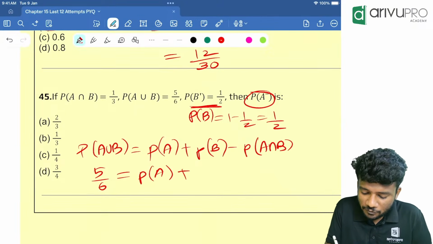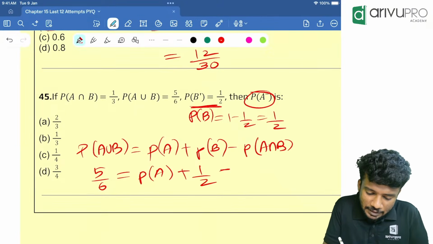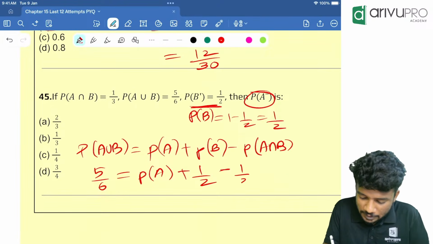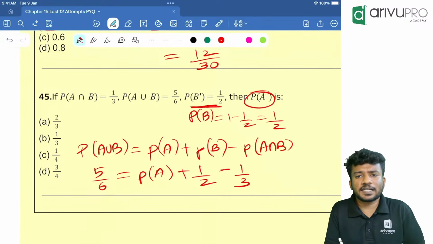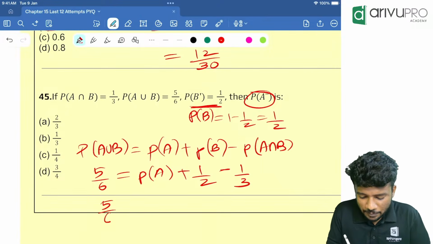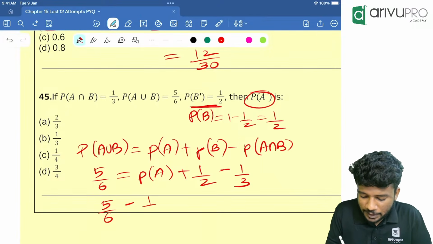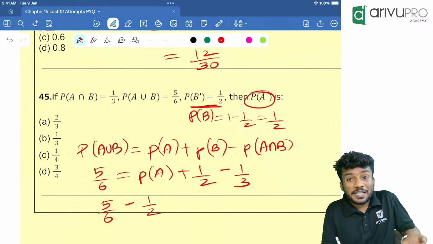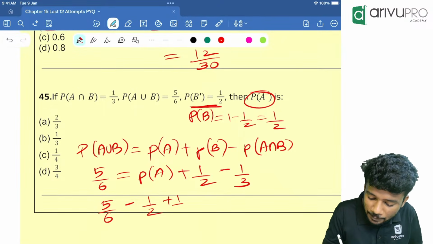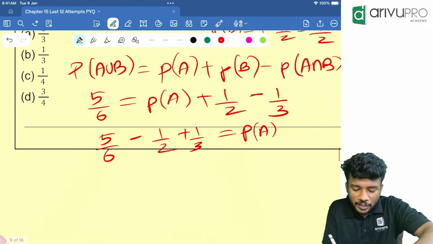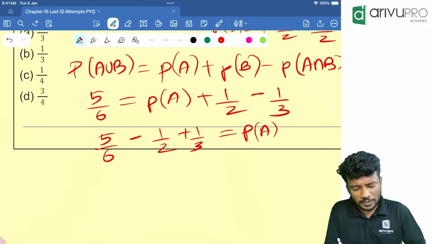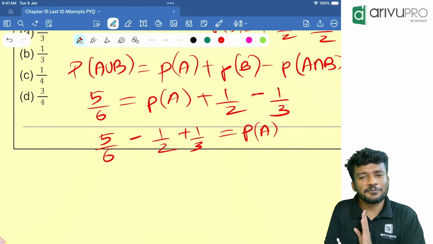Then P of B we found 1 by 2, minus A intersection B is also there, 1 by 3. Now take, yes, minus 1 by 3. From this we will find the value of P of A. So 5 by 6 minus 1 by 2 minus 1 by 3 comes to this side means plus 1 by 3, which is equal to P of A. Now take the LCM over here people. 6 is the LCM or use calculator. Whatever method you are fine with, follow that.